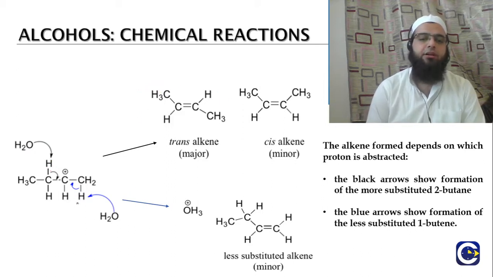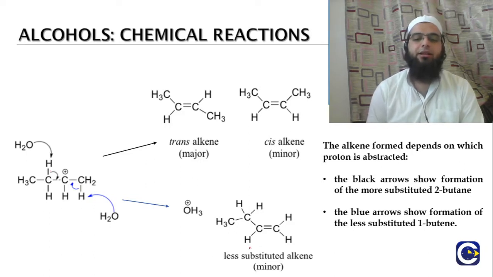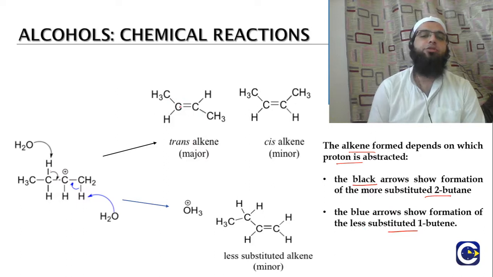And if this other path is followed, this hydrogen is abstracted, then the product will again be an alkene, but this is 1-butene. The position of the double bond in this product will be at the terminal. This is 1-butene, and this is 2-butene. So the alkene formed depends on the proton that is abstracted. If the black path is followed, then 2-butene is formed, and if this path is followed, then 1-butene is formed.